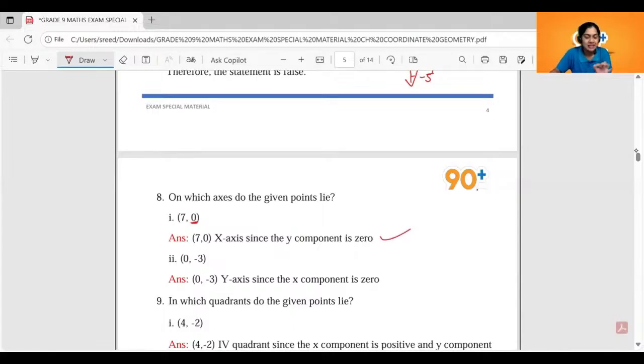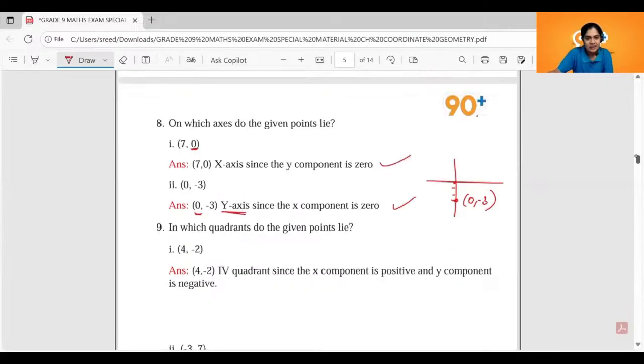Here, (0, -3). Here the x component is 0. What do you mean by that? When the x component is 0, the point definitely lies on the y-axis. If you have any doubts, just draw the picture. 0 of x and -3, so this will be the point, right? (0, -3) is on the y-axis. Since the x coordinate is 0, the point lies on the y-axis.